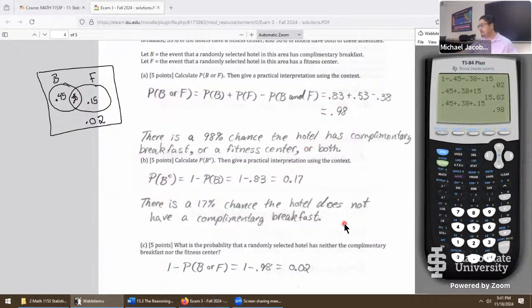And then likewise, this last one right here, if you didn't do a Venn diagram, you would go up to part A. This is having a complimentary breakfast or fitness center or both. So the probability of having none of that would be a complement rule. You would just go 1 minus your answer from up here to get the 0.02. If you use the Venn diagram, the answer is just right here. You would just have to cite it. This one didn't need a practical interpretation, so the number 0.02 gave you full credit.